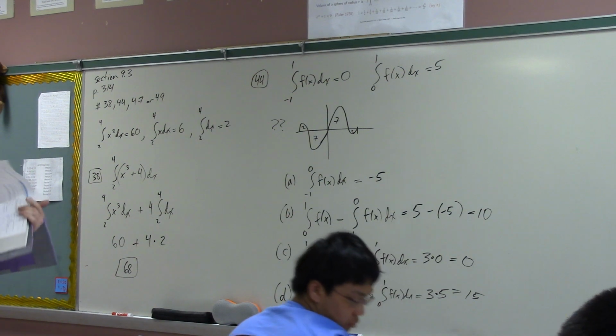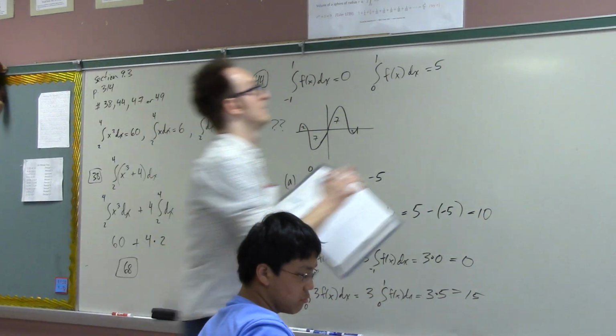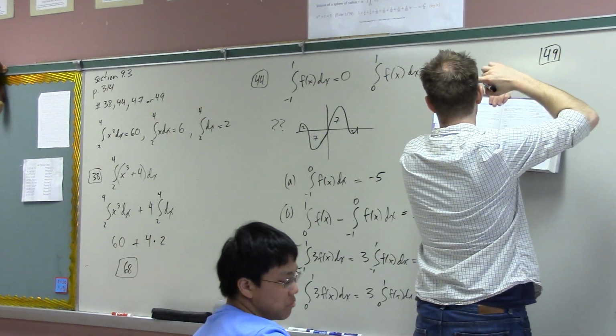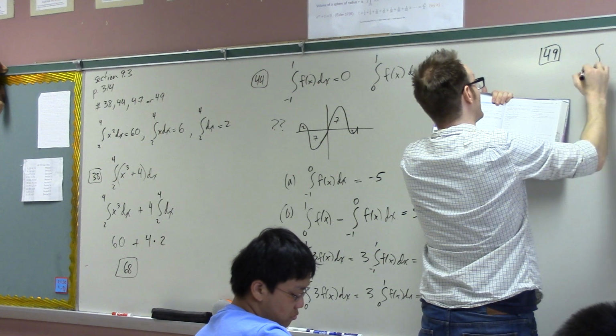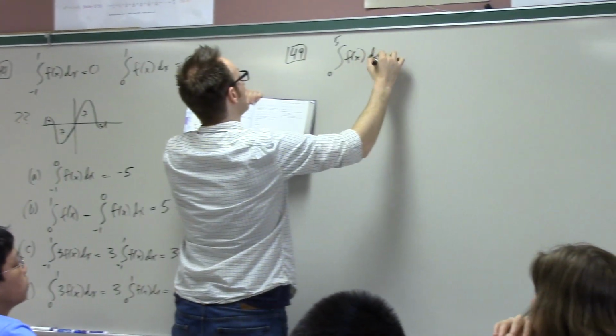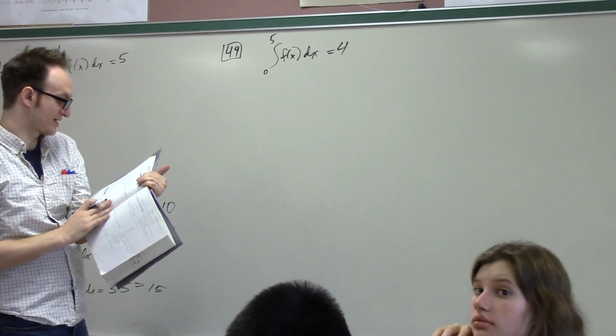Let's do either 47 or 49. 49. Okay, 49 it is. 49 is a similar kind of problem. It says, take some function such that the integral from 0 to 5 of that function is 4, and now answer a whole bunch of questions.